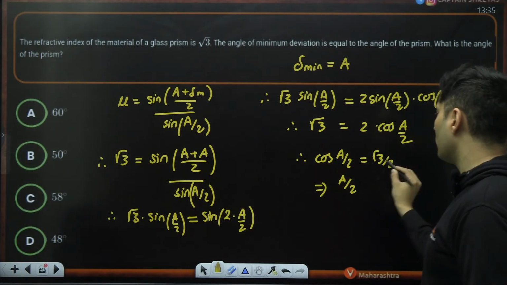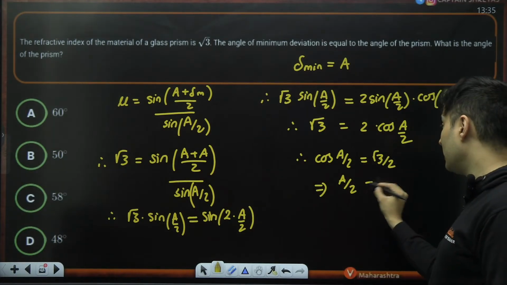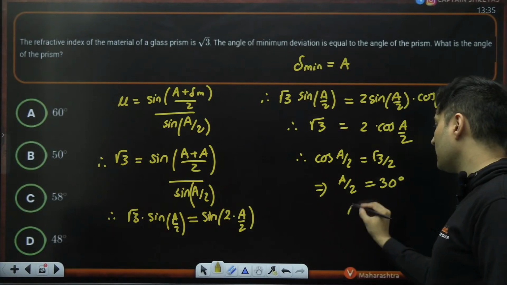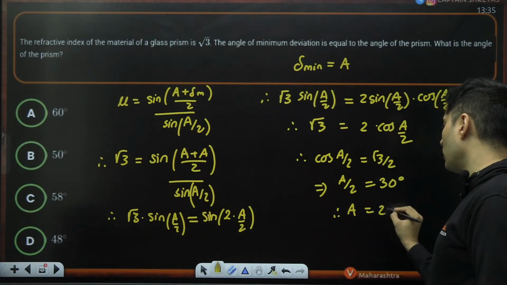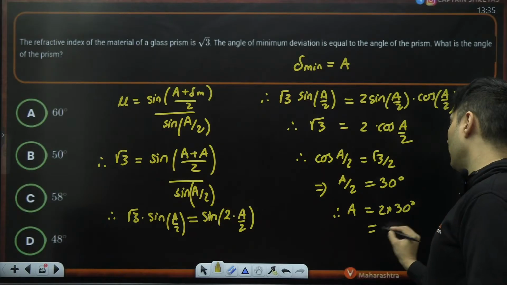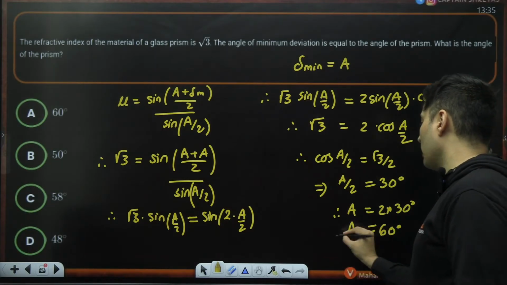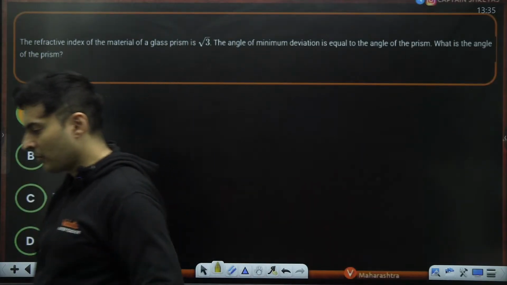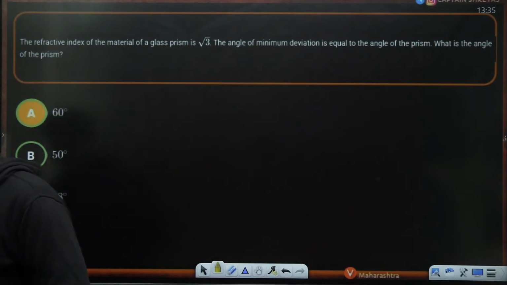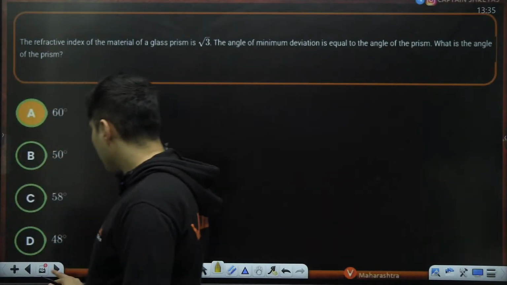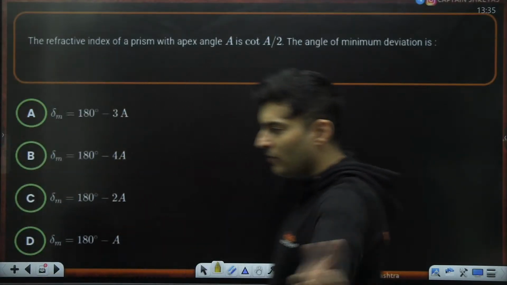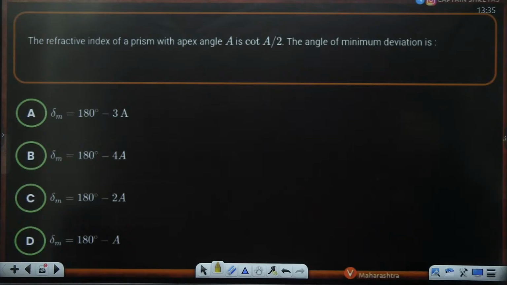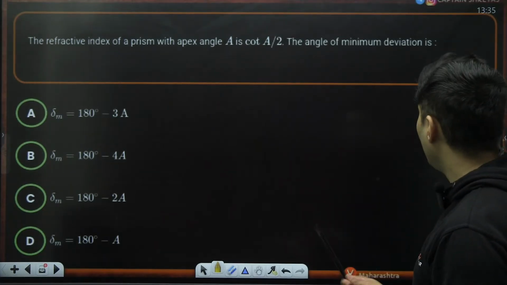Therefore, what does it tell you? Whose cos is root 3 by 2? 30 degrees. So this is 30 degrees. Therefore, A will be 2 into 30 degrees, so it will be 60 degrees. So the angle of the prism is 60 degrees, which is option A. Perfect. So this kind of question was asked. Can you believe it? Yes, many of you spammed the answer as A. Perfect, guys. Kudos.